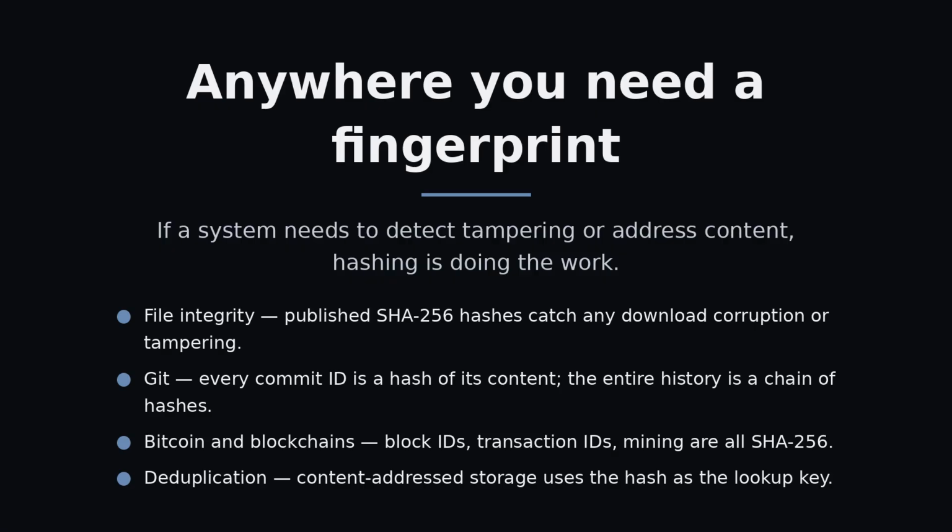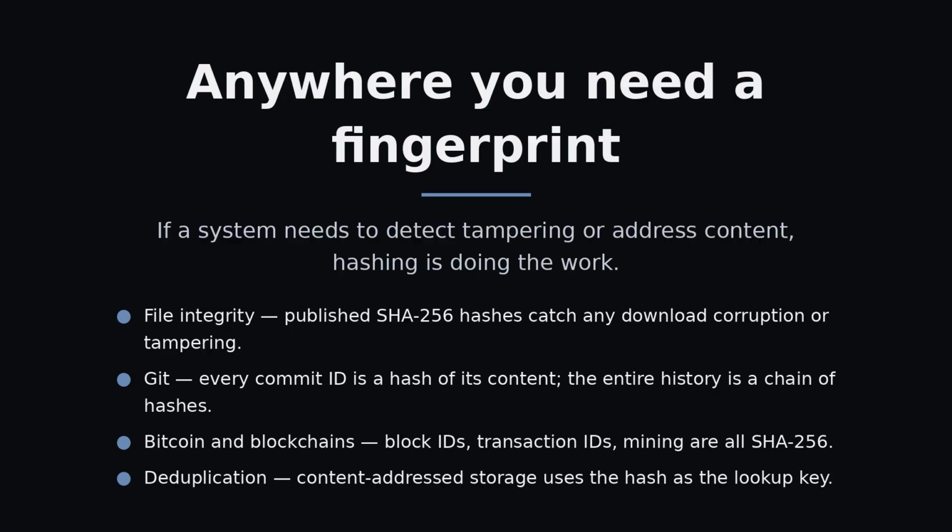Hashing shows up everywhere a system needs to detect tampering, identify content, or verify integrity. When you download a Linux ISO, the project publishes its SHA256 hash. You hash your download and compare. If they match, you got exactly what was published. No corruption, no tampering. Every commit you've ever made in Git has an ID that is literally the SHA1, soon SHA256, of the commit's contents and its parent's hash. The entire Git history is a chain of hashes.